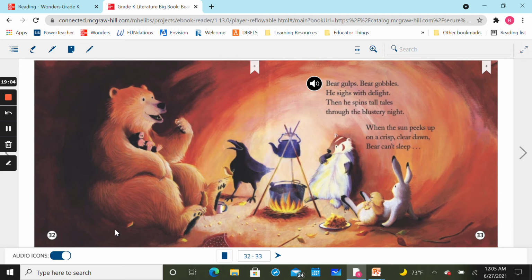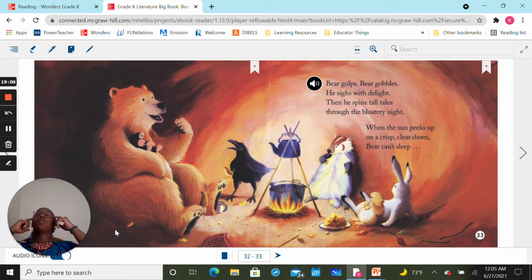in my mind, I can think about when somebody is gulping or gobbling something down. When I drink water, sometimes I'll just go and gulp the water down. And when I'm really, really hungry, I will just eat food really fast. So I can imagine in my mind that that's what Bear is doing. He's drinking the tea because he wants to enjoy the tea, and he's eating the food because he's very, very hungry. But then it also says he spins tall tales.